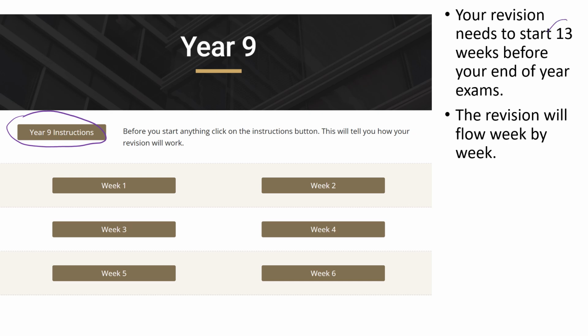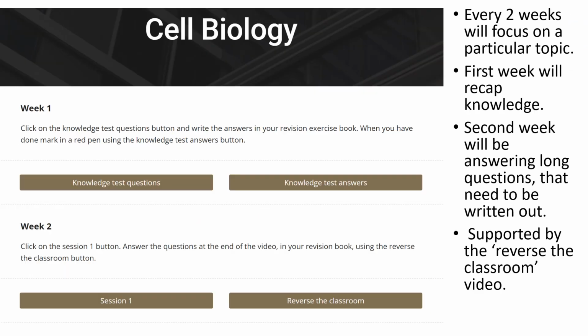It takes 13 weeks to go through this full revision program, right the way until the end of the year. Once you start, it flows week by week: week 1, week 2, week 3, 4, 5, 6, etc. A typical unit is split up into 2 weeks, so it's like a 2-week section.